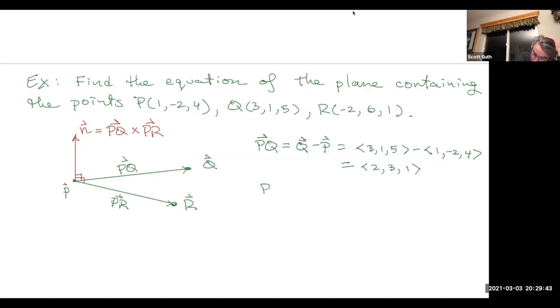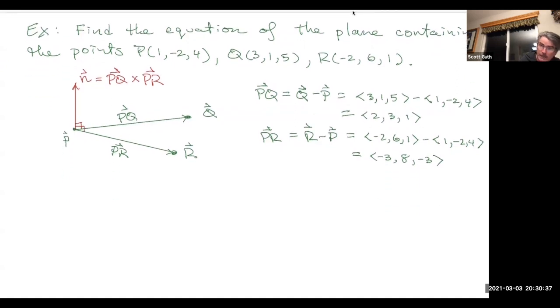And then PR is R minus P, second minus first. Questions? All right, so R is the negative 2, 6, 1, minus P, which is the 1, negative 2, 4. So negative 2 minus 1 is negative 3. 6 minus negative 2, you add to get 8. And 1 minus 4 is negative 3 again. So I get negative 3, 8, negative 3.